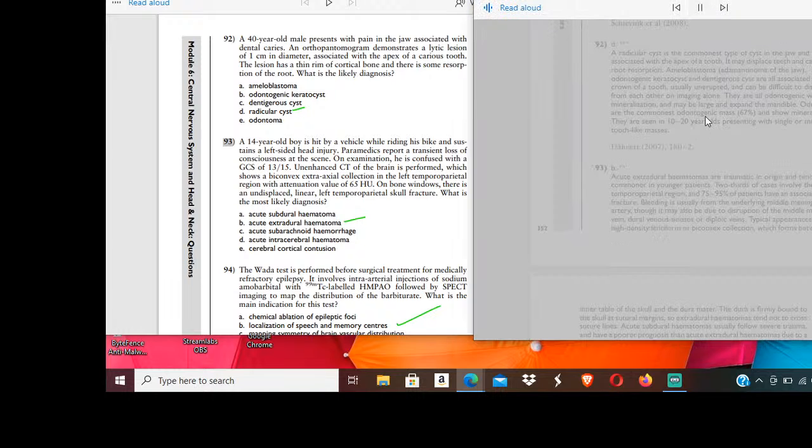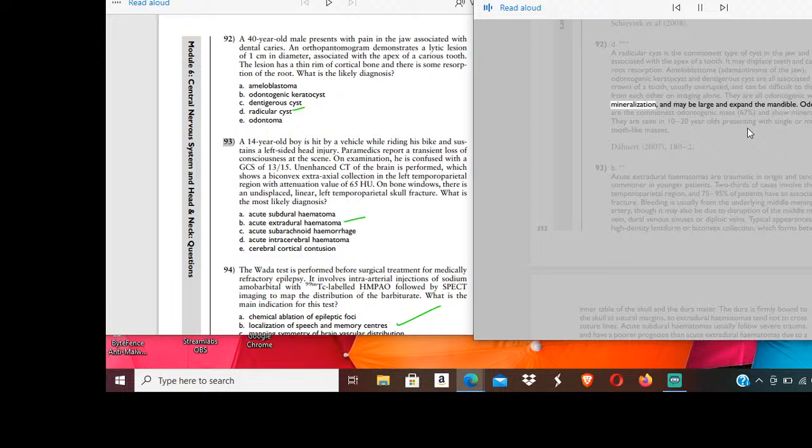Shivink et al. 2008. 92. D. A radicular cyst is the commonest type of cyst in the jaw and is associated with the apex of a tooth. It may displace teeth and cause mild root resorption. Ameloblastoma, adamantinoma of the jaw, odontogenic keratocyst, and dentigerous cyst are all associated with the crown of a tooth, usually unerupted, and can be difficult to distinguish from each other on imaging alone.